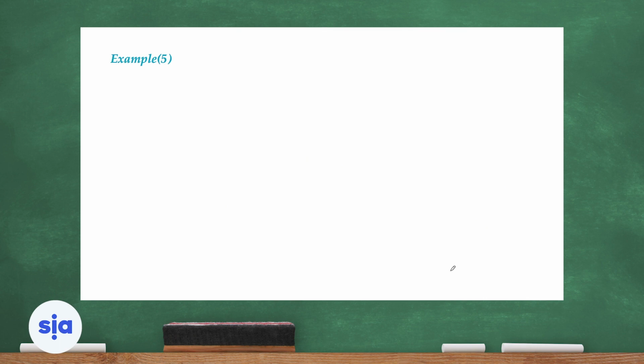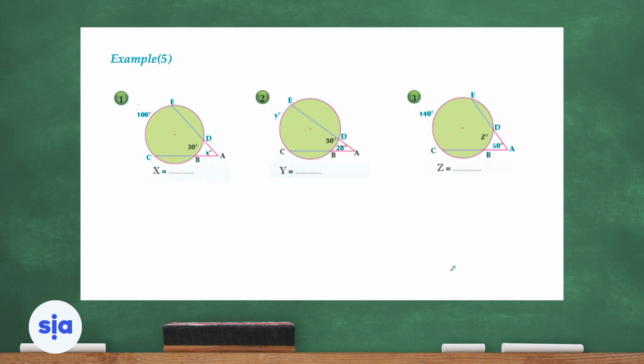Let's move on to another example, which is example 5. The question wants us here to find x, y, and z. Here you can see that the two secants are meeting outside the circle. So for question 1, you will see that x equals half the major arc minus the minor arc. So x equals 35.